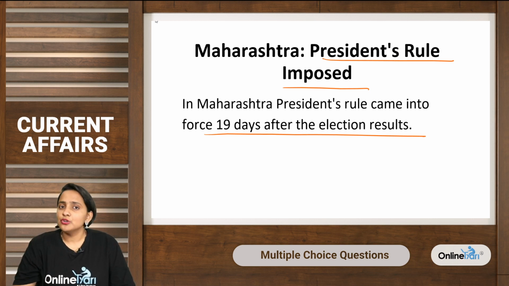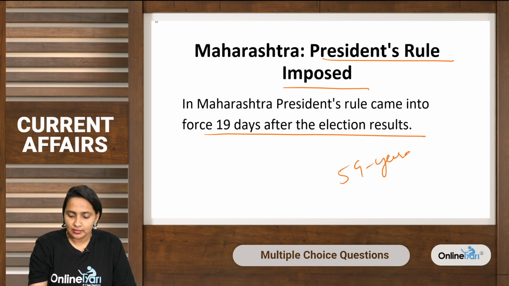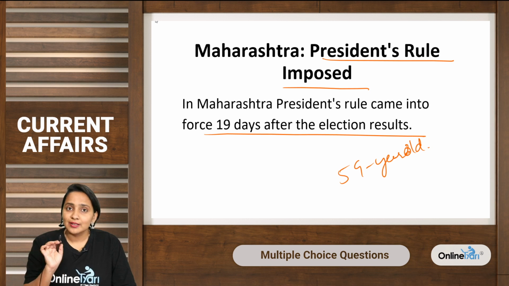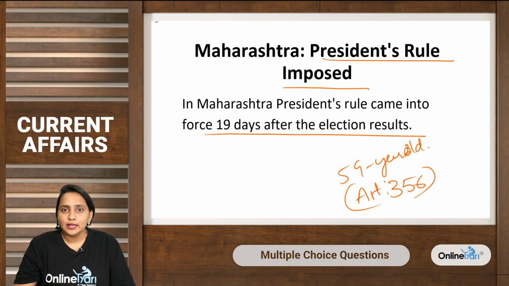So the recent imposition of President's rule in Maharashtra is the first such incident in the state's 59-year-old history, when Article 356 was used after political parties could not form the government after the assembly election. So this is the first such event because political parties couldn't form the government, because of which Article 356 had to be imposed. Article 356 covers President's rule in states. Overall, this is the third time Maharashtra has come under President's rule.